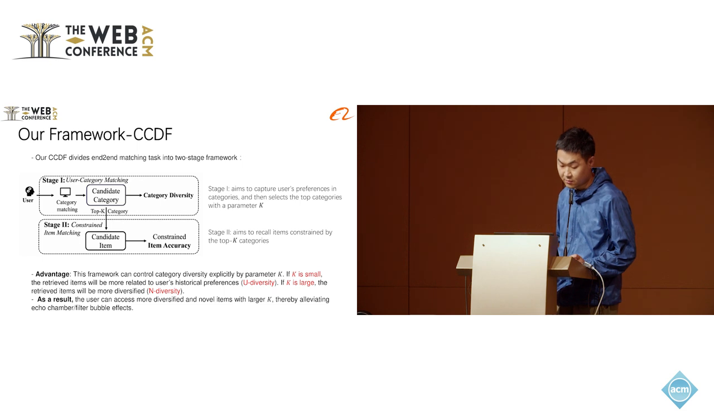If the k is small, the retrieved items will be more related to users' historical preference, so it has higher U diversity. If the k is large, the retrieved items will be more diverse. And as a result, the user can access more diverse and new items with large k. Next, we will introduce our work from those two stages in detail.